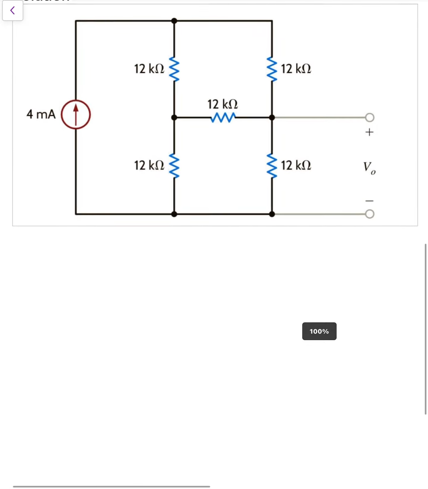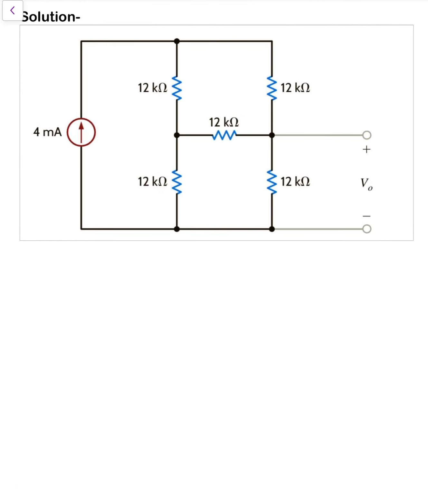First of all, if you see very carefully, this is not an easy series-parallel circuit. Here is the positive and here the negative terminal. So the voltage is determined across these terminals. So how can we determine it?